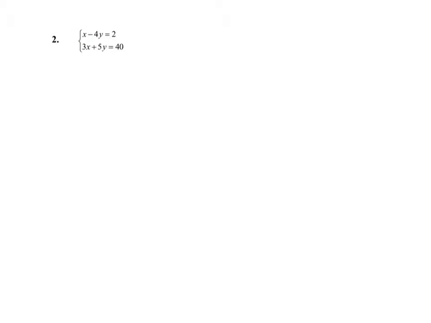So how do we do that? We would multiply the top equation by negative 3. And now we're going to distribute. Negative 3 times x is negative 3x. Negative 3 times a negative 4y is a positive 12y.